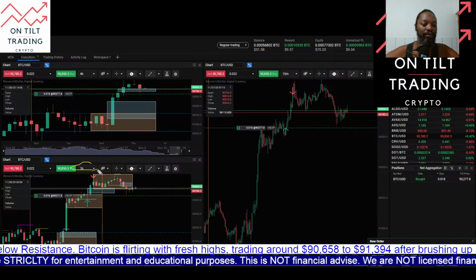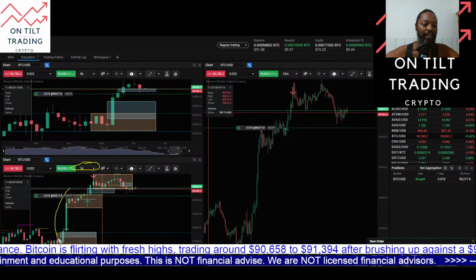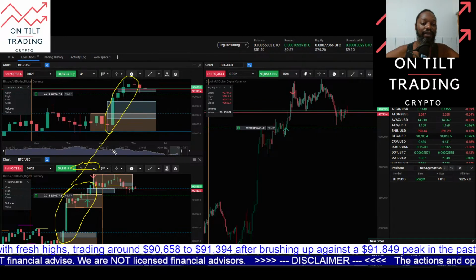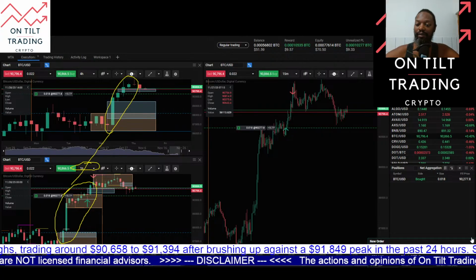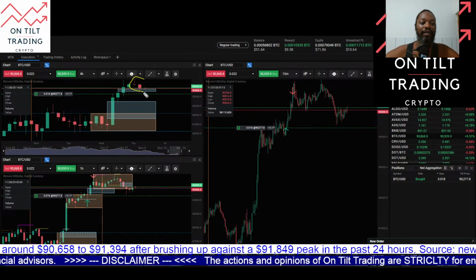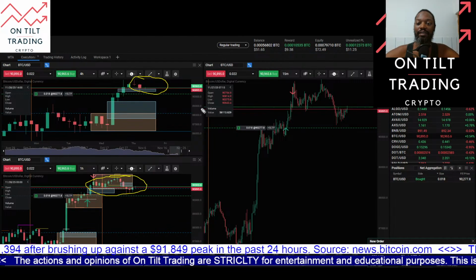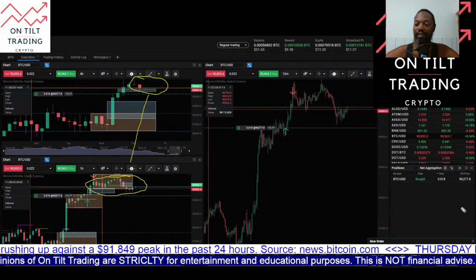Then coming down here to the 1-hour, we can see the same price action here, and this leg is equivalent to the price action in this leg here. And then we're getting this area of consolidation, which is being reflected in this area here. These areas are equivalent.